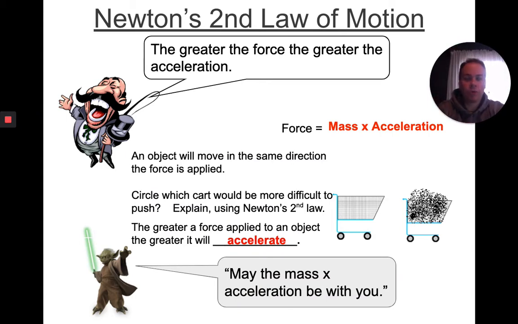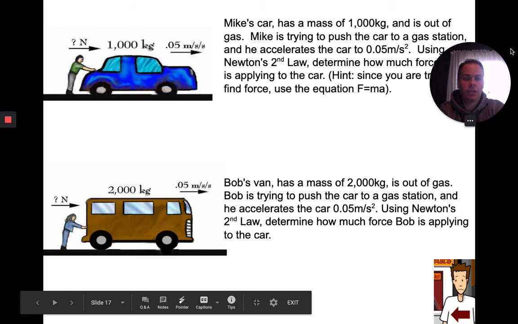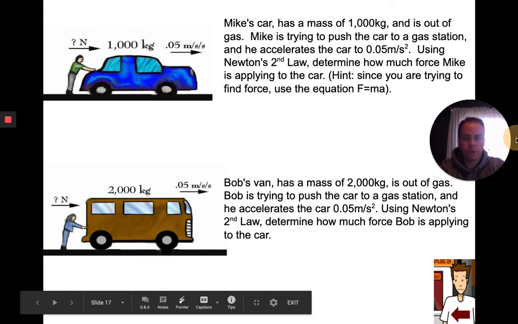So the more force applied to a given mass will accelerate it faster. Let's look at some examples of this and how we might use this equation.